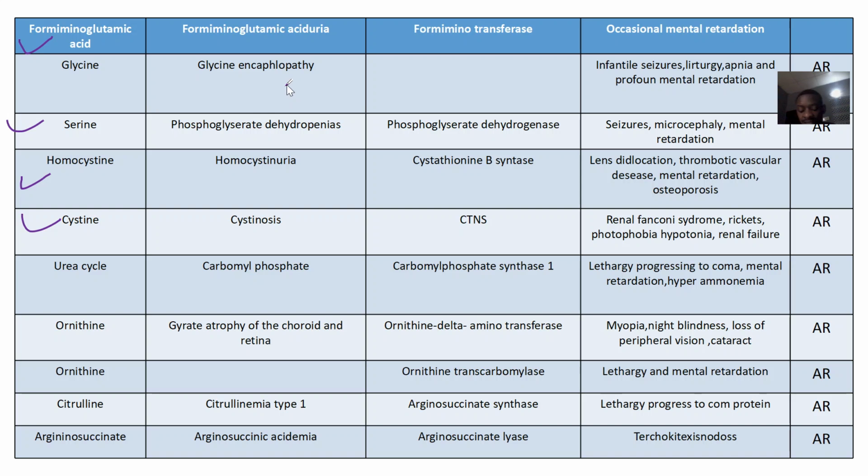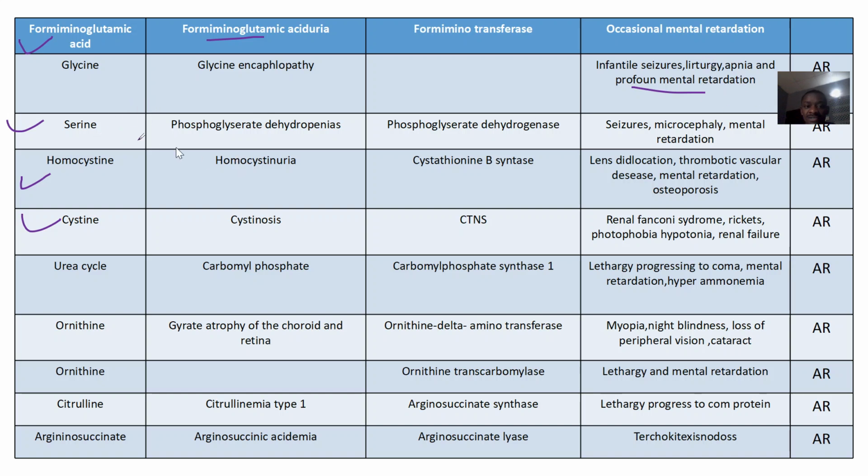For glycine, you can have glycine encephalopathy. Okay, no, the first one is formiminoglutamic acid. The condition is known as formiminoglutamic aciduria. The deficient enzyme is formiminotransferase. Sometimes mental retardation could come up. For glycine encephalopathy, the enzyme is not really known. The clinical presentation is infantile seizures, lethargy, apnea, profound mental retardation.